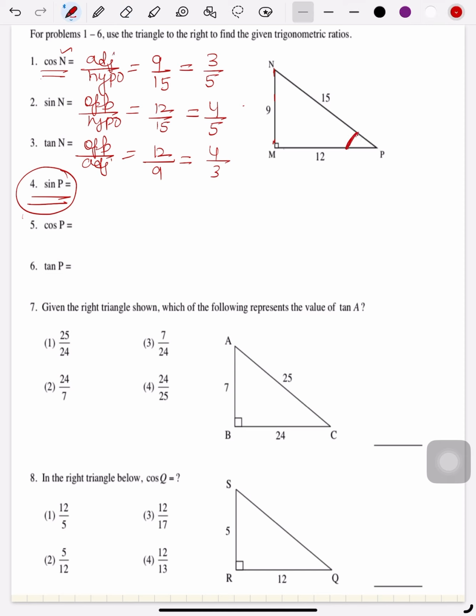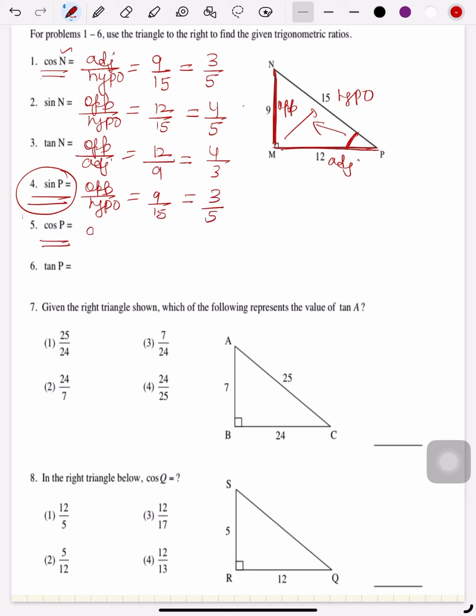So the side which is adjacent to that is called adjacent. So this is adjacent now. And the side which is opposite to that is called opposite. This is your opposite right now. And the side which is opposite to 90 degrees is the hypotenuse. So for sin P, we need to use the same formula, which is opposite over hypotenuse, correct? So opposite is right now 9 and hypotenuse is 15, which gives you 3 over 5.